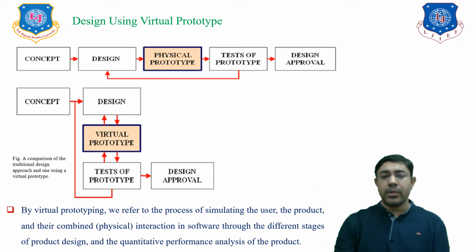So with this two-way communication, we can save lots of time and money by using virtual prototypes. And after finalizing the testing of prototypes, the design is approved. By virtual prototyping, we refer to the process of simulating the users, the products, and their combined interactions in the software through the different stages of product design, testing, and performance analysis of the product.